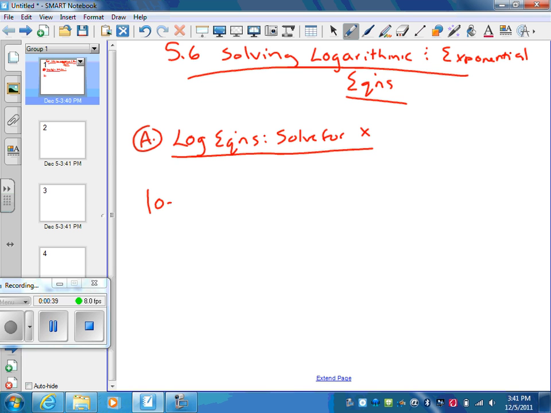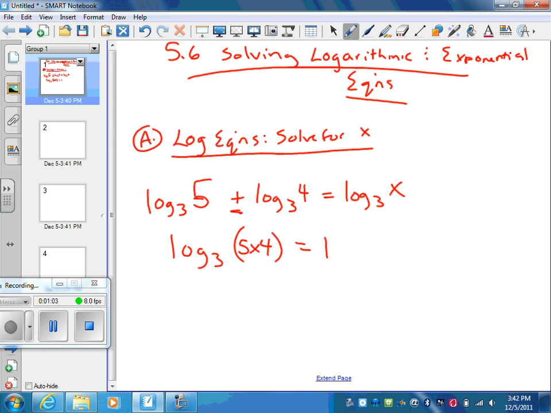You might get log base 3 of 5 plus log base 3 of 4 equal to log base 3 of x. So what we're going to have to do is use the log laws. Right here I see that we have addition. That tells me I'm using the product law. So this is the same as log base 3 of 5 times 4 is equal to log base 3 of x. Since these are both logs to the same base, I can say 5 times 4 is equal to x, or in other words, 20 is equal to x.